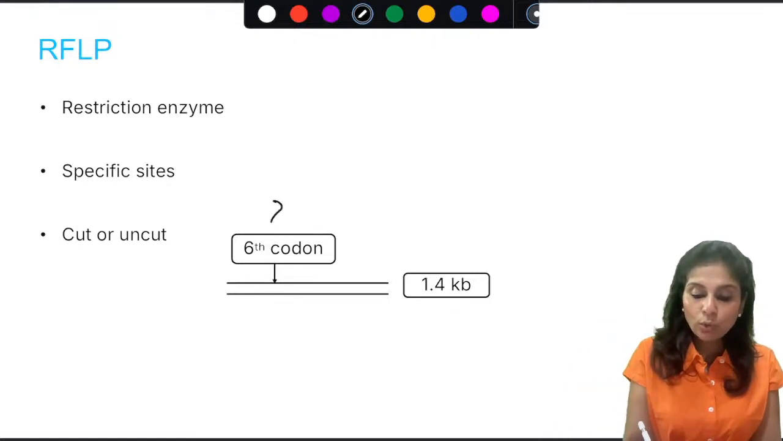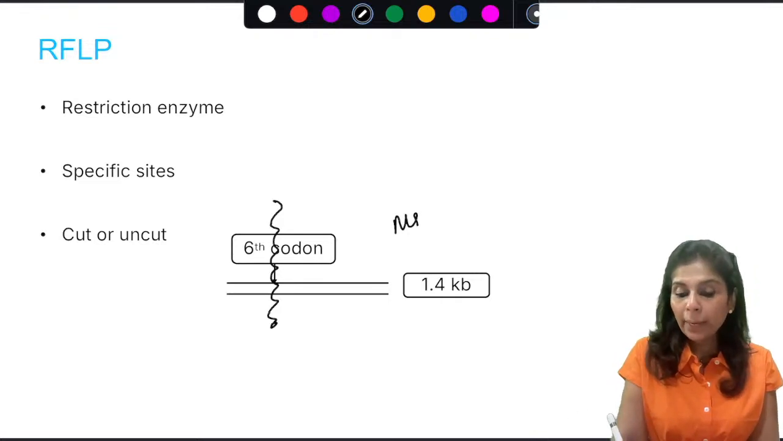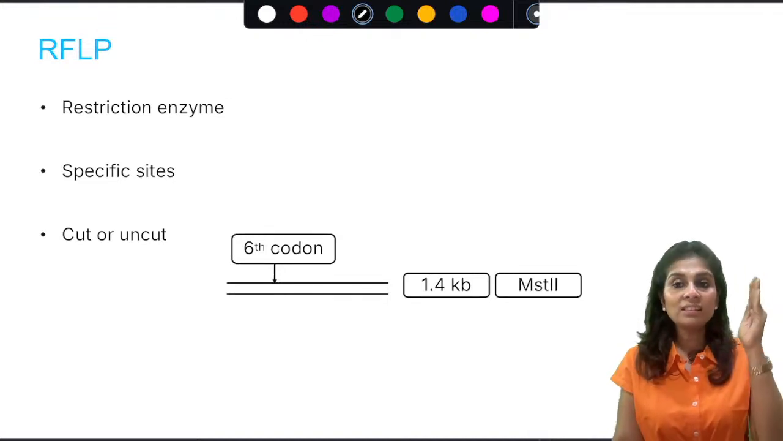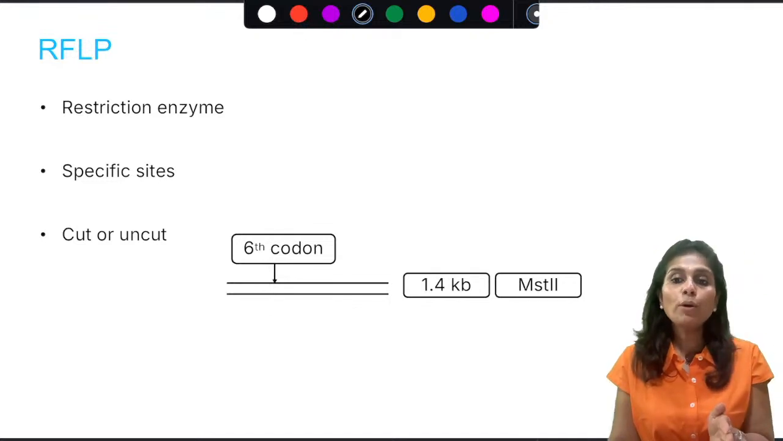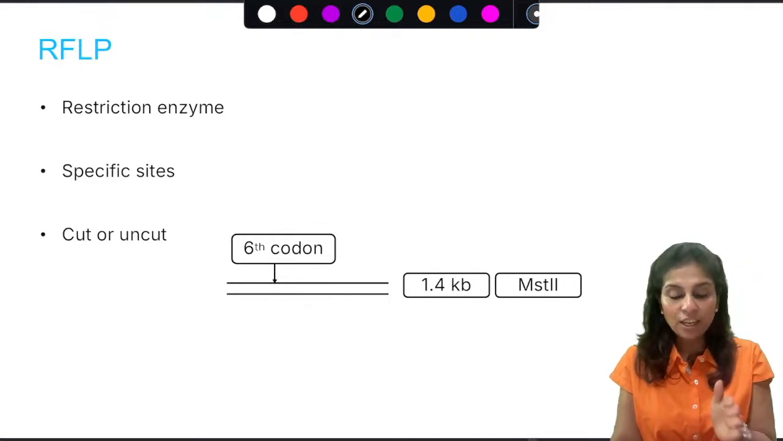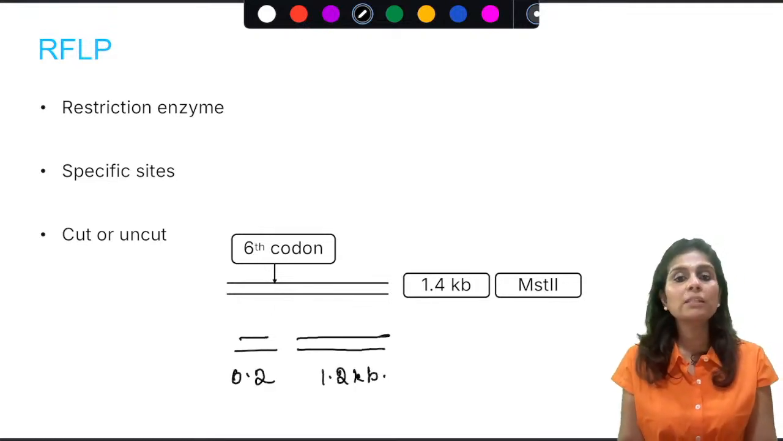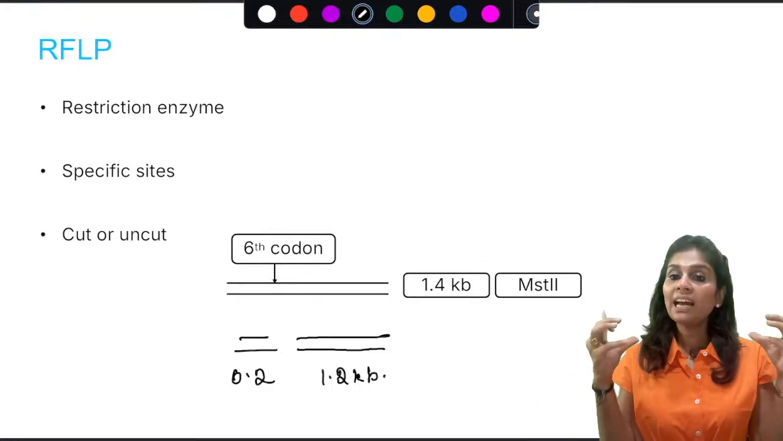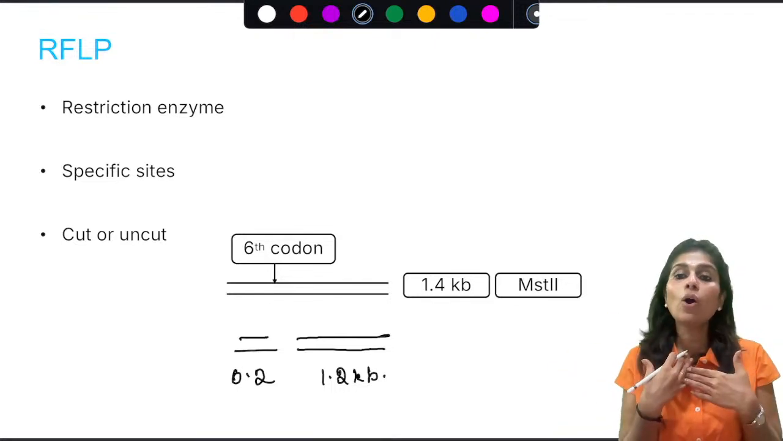Okay. And I know that the sixth codon is cut by a restriction enzyme by name MstII. So we have an enzyme by name MstII which cuts the sixth codon only when it is normal. So if it's normal, the 1.4 kilobase pair fragment is cut to give rise to two fragments, one of length 0.2, the other one of length 1.2 kilobase pair. If it's mutated, it will not be cut. It will stay as a 1.4 kilobase pair fragment. This information I already know.